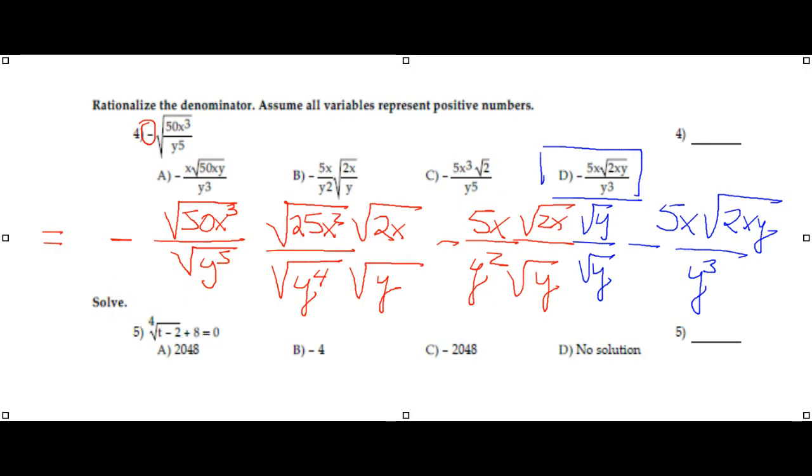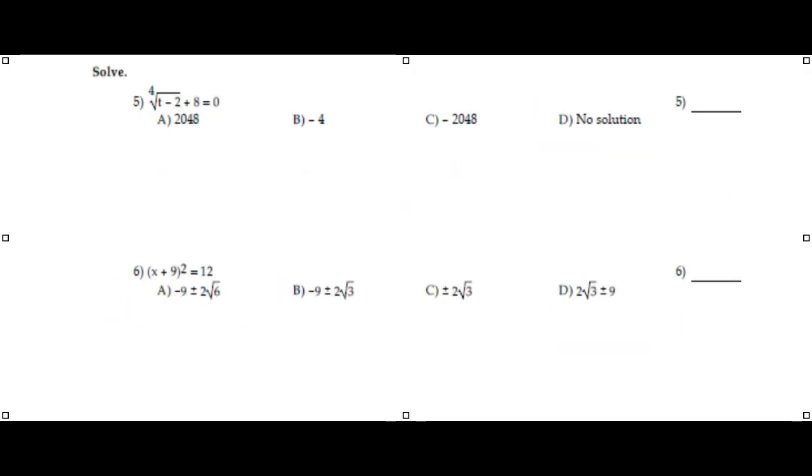Okay, we're going to do this one now. And what they want us to do here is to solve this equation that is a radical equation, because it has the radical sign. Now the rule for that would be isolate the radical by bringing this term over to the other side.